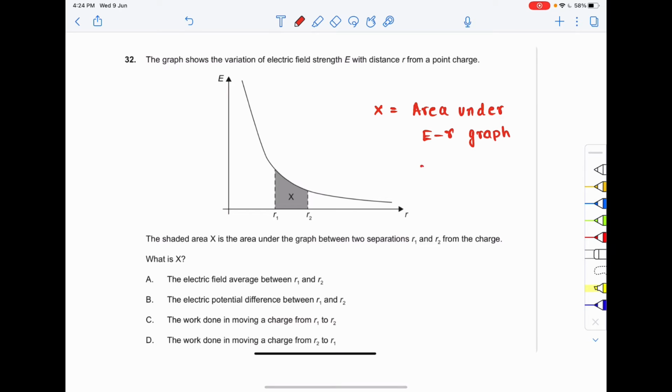Which is nothing but, we have taught that this is nothing but the potential difference. Okay, area under the E-R graph represents the potential difference between the 2 points. So this will be equal to your V2 minus V1. Okay, so this is nothing but the potential difference between the points R1 and R2. So this is the correct option. The option number B is the correct option.